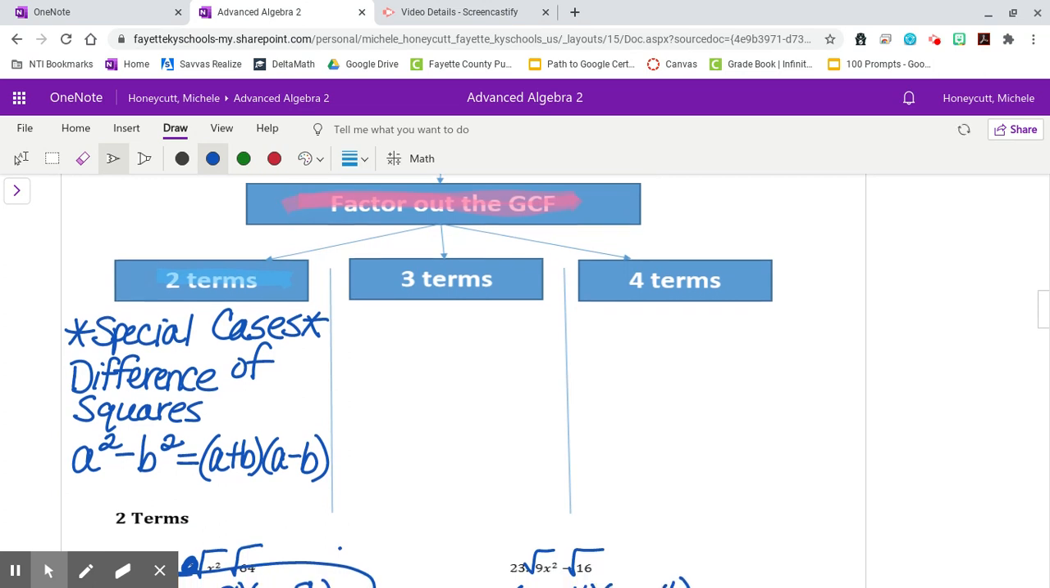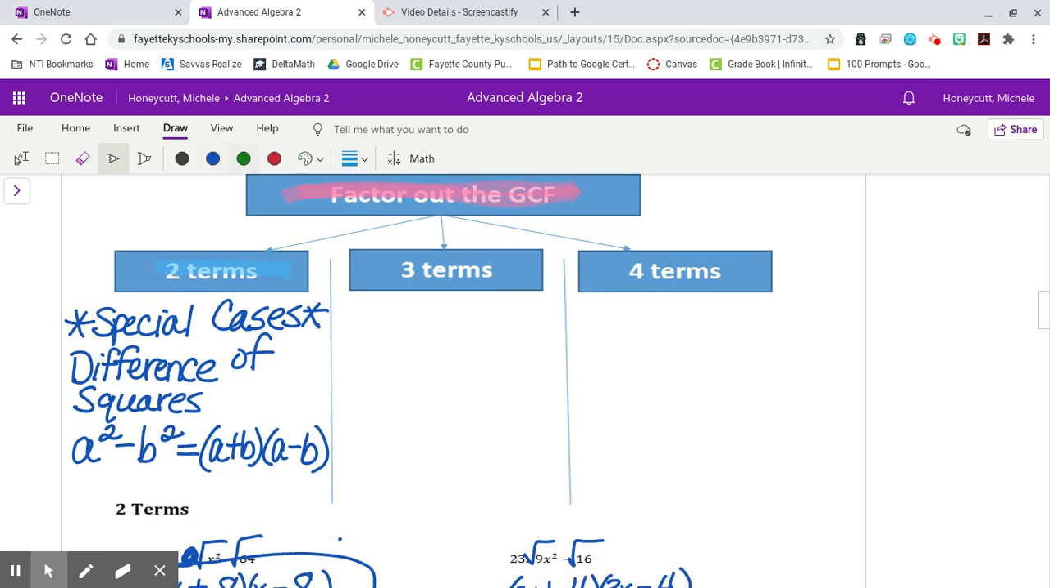If you have 3 terms, there are several methods you can use, but what you want to end up with is something that will factor. If you have 3 terms, you're going to try to see if it will factor into 2 binomials, meaning 2 sets of parentheses.